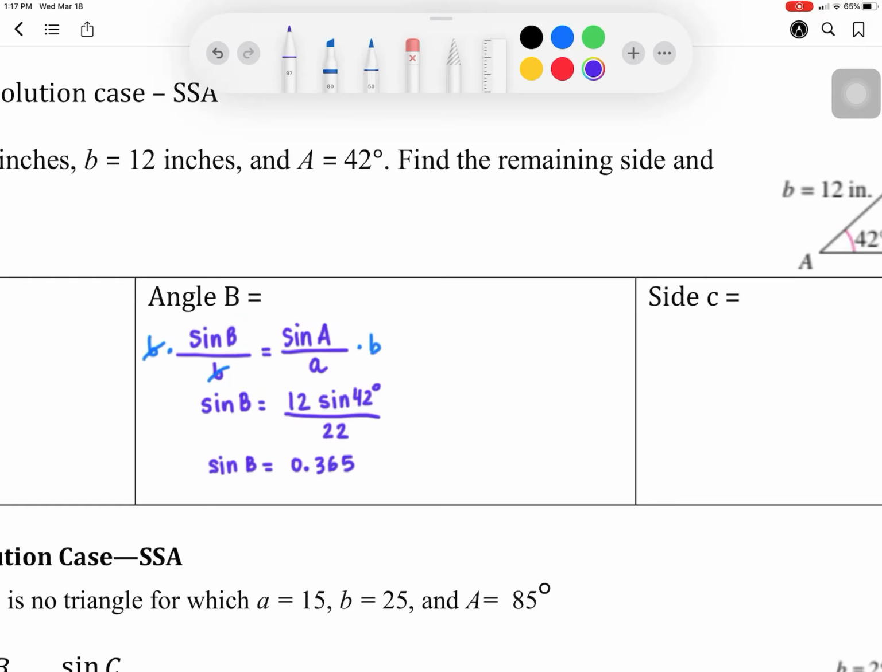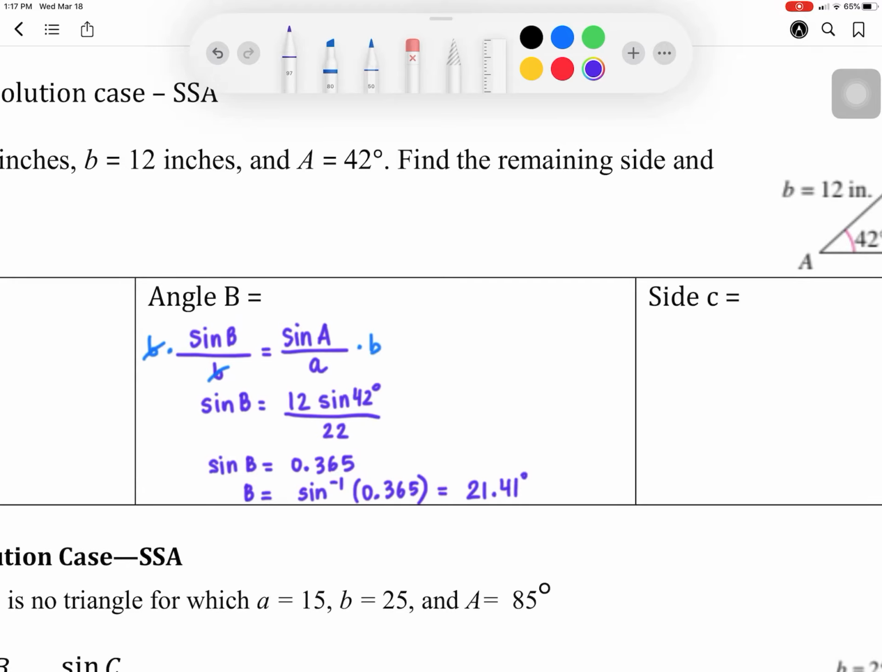Now, how do I find angle B? Well, angle B is equal to the arc sine of 0.365. And we want this in degrees, so make sure that your calculator is in degree mode. So that should be about 21.41 degrees.